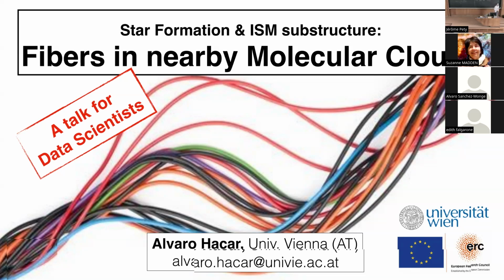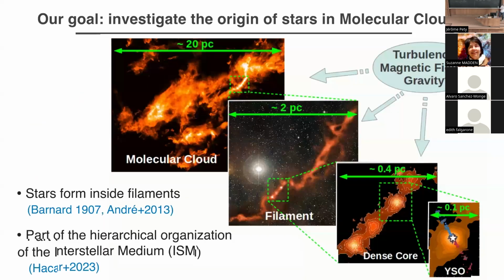So what we are trying to do is to understand how stars form in molecular clouds. This is a long-standing problem, and we learned a lot about these things in the last years. So we know that a low-mass star usually forms in what is called a dense core. It's a sphere of gas that eventually collapses under its own gravity.